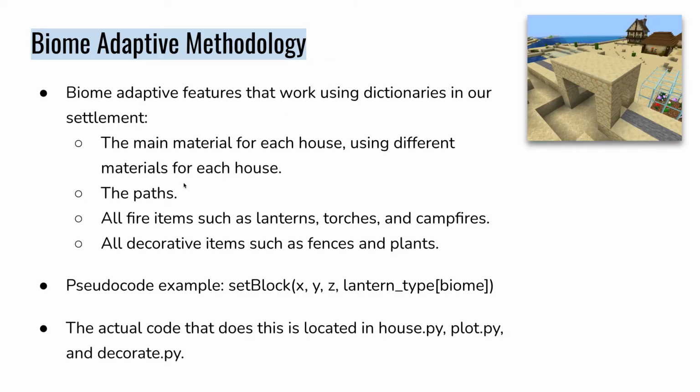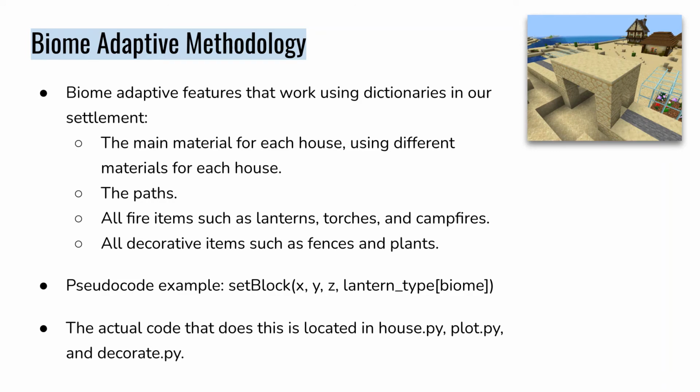The features that adapt to the biome this way include each of our 3 houses, which each have unique materials specified for each biome, as well as all of the paths. All the fire items such as lanterns, torches, and campfires are the soul versions in ice biomes to avoid melting the ice, and the normal fire versions otherwise. Lastly, all the decorative items such as fences and plants adapt to the biome. For instance, the fence is made out of sandstone in desert biomes.